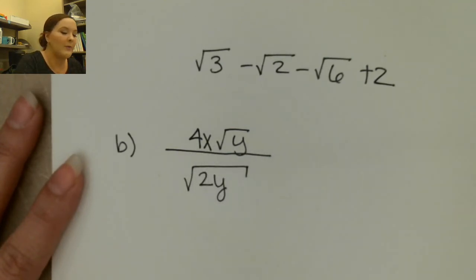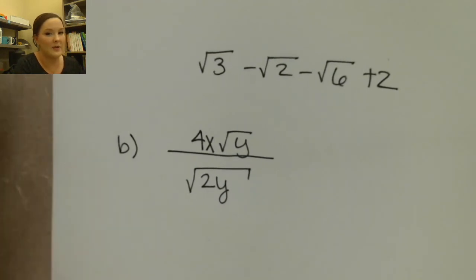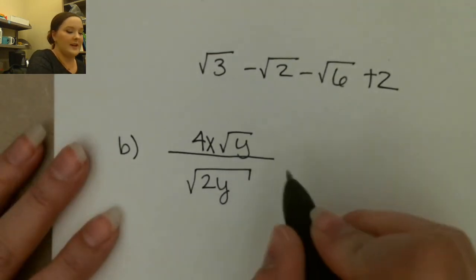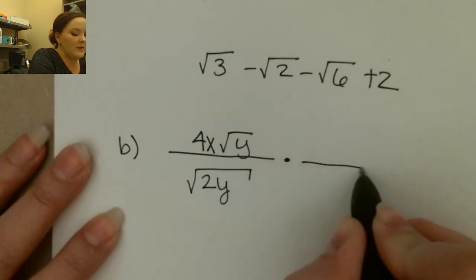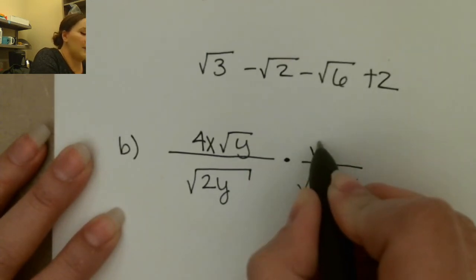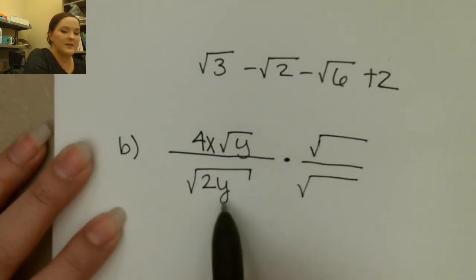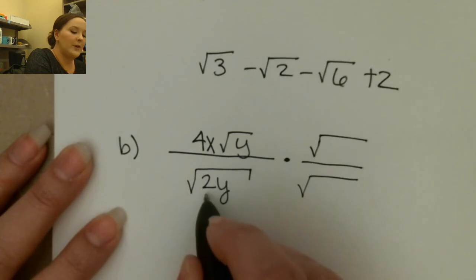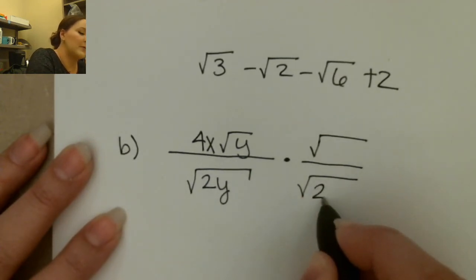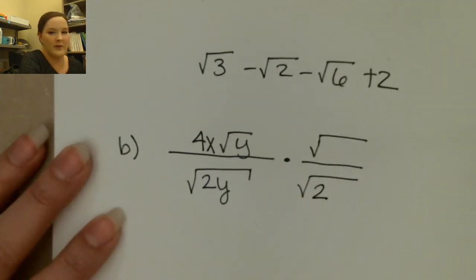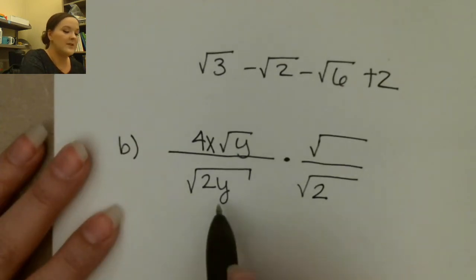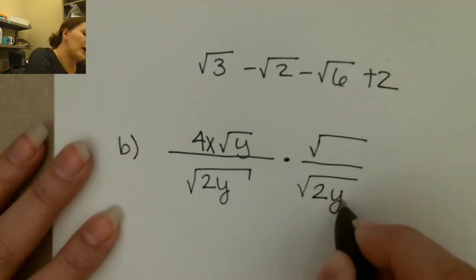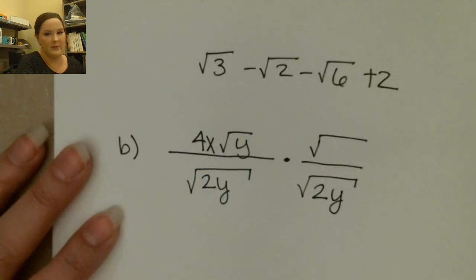Okay, so by rationalizing this, I think I'm actually going to be able to simplify and cancel some common factors. What I want to multiply by here is something that's going to make this a perfect square. If I have one factor of 2, if I multiply it by another 2, I know I'll have a perfect square, right? 2 squared. And same with y. If I multiply by y, I know I'll have a perfect square.